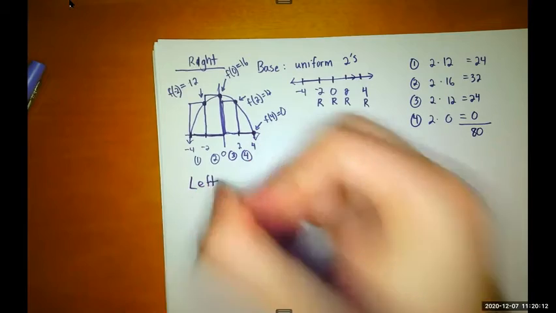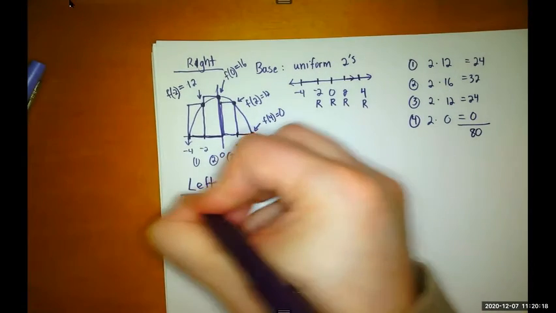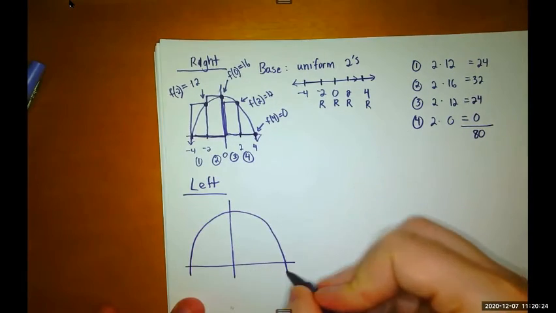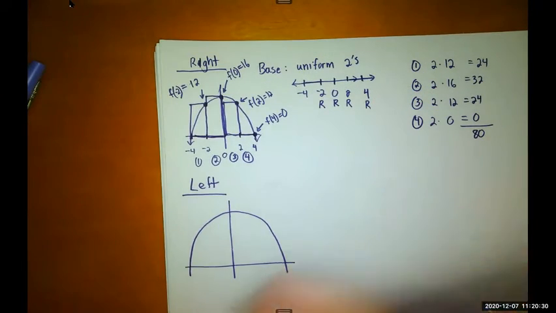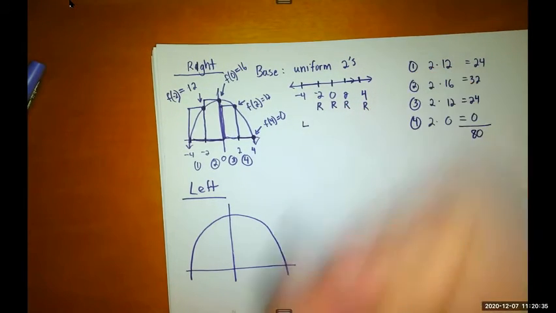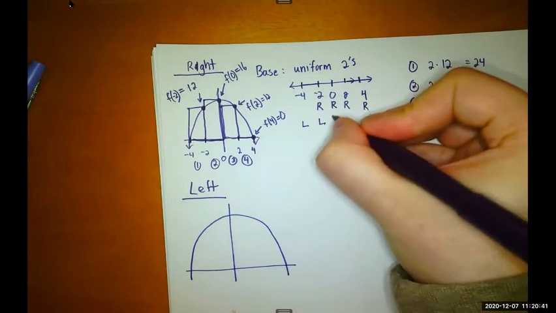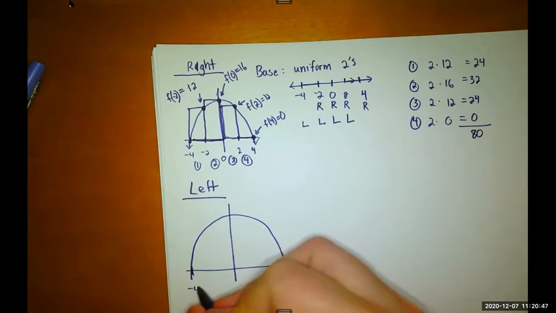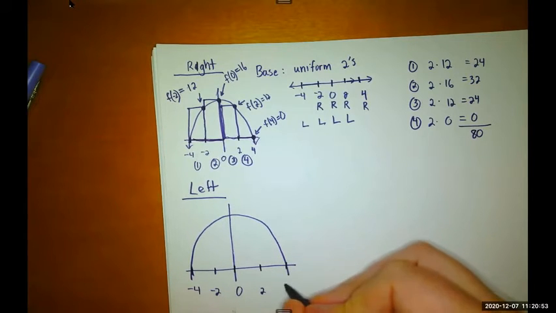Left. Going to be the exact same thing we just did, but instead of choosing -2, 0, 2, and 4 for those heights, we're going to be choosing from -4 to -2, the left, which is -4; -2 to 0, the left, which is -2; 0 to 2, the left, which is 0; 2 to 4, the left, which is 2. So -4 is here, -2 is here, 0 is right there, 2 is there, 4 is there.